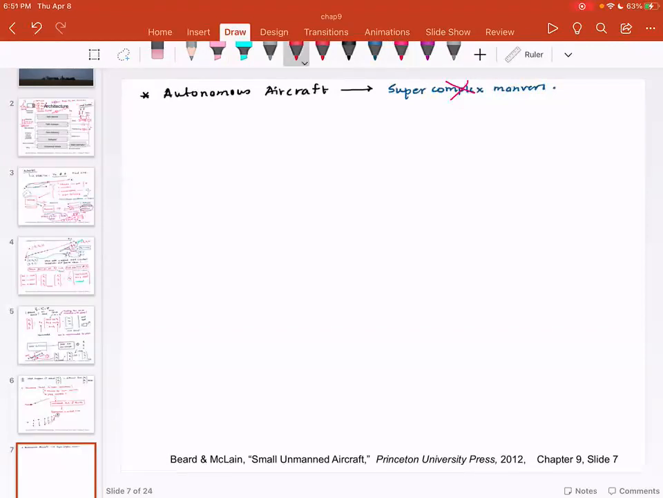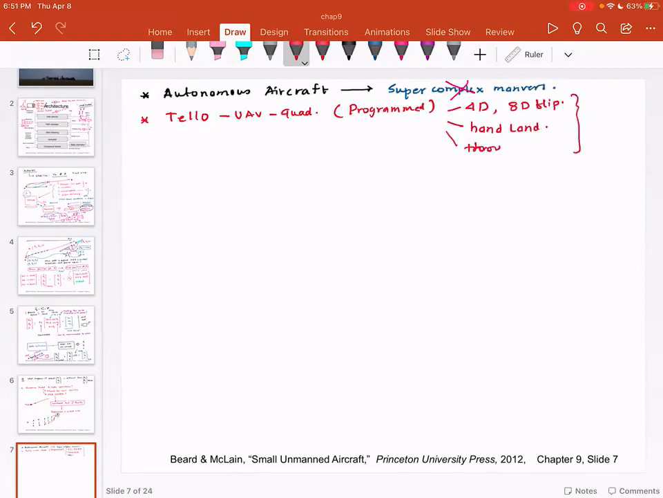So if you want to play with something, I would recommend a small quadcopter, Tello. It's a quad that can be programmed for 4D flips, 8D flips, and hand landing. So you can actually place your hand and it can land on your hand. You can throw it. And you can do all this with MATLAB.